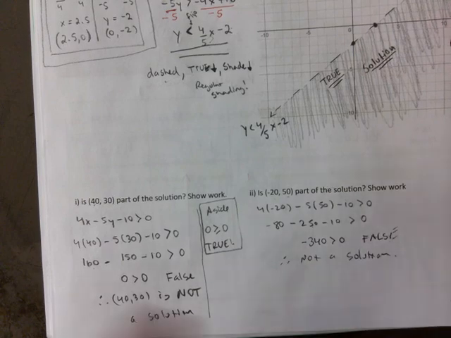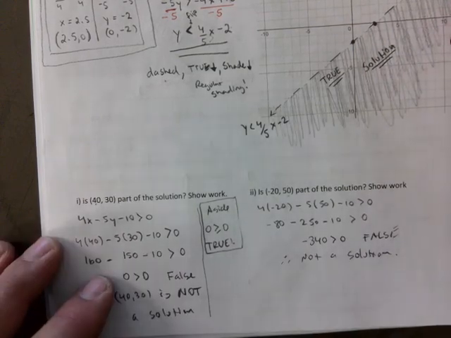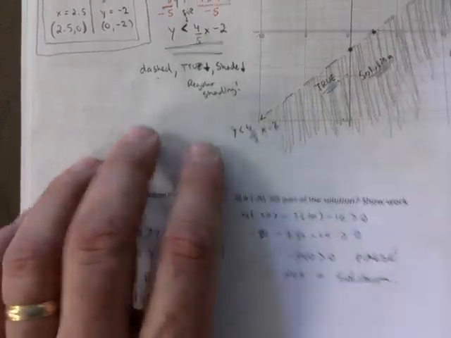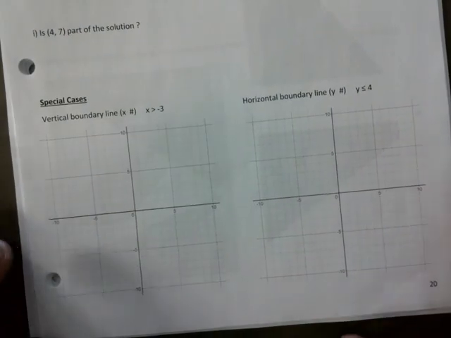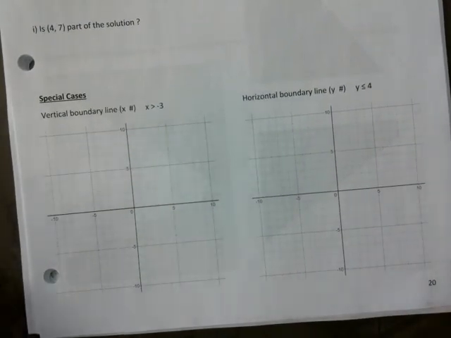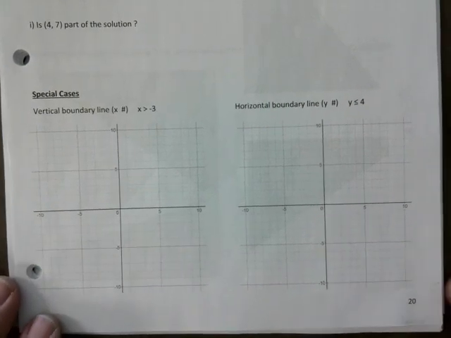Could this be a test point? Yeah, but you can't see it on the graph, so it's not a really good one if you wanted to. Okay, so some more graphing. I will skip that for now, and just tell you about the special cases on page 20.